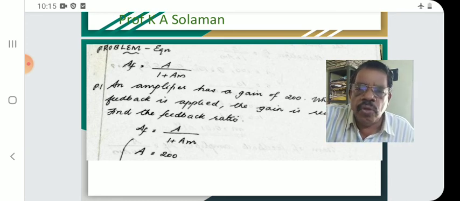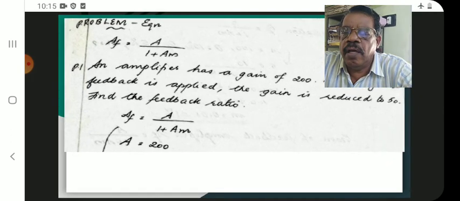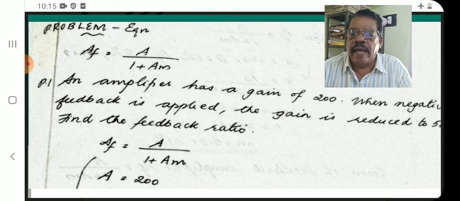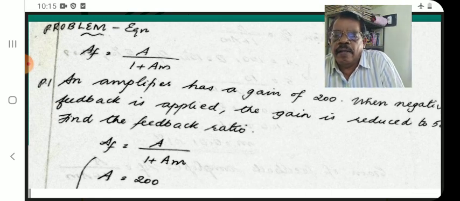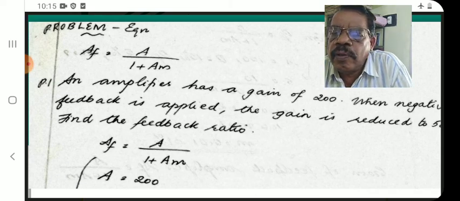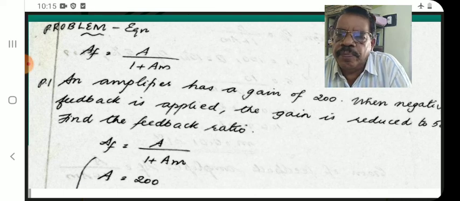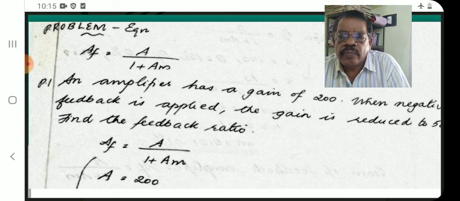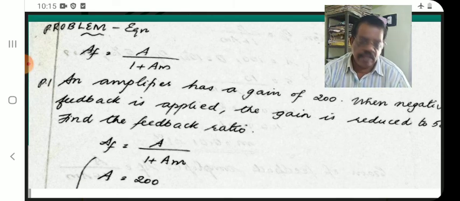So the equation that we use to calculate different values is AF is equal to A by 1 plus AM, and this is the feedback gain of a negative feedback amplifier. A is called gain without feedback, AF is called gain with the feedback, and M is the feedback ratio. This is for negative feedback. And if positive feedback is asked, you have to write AF is equal to A by 1 minus AM.